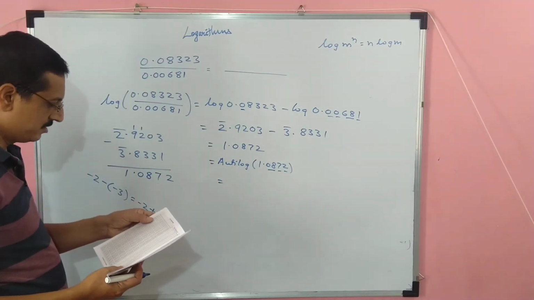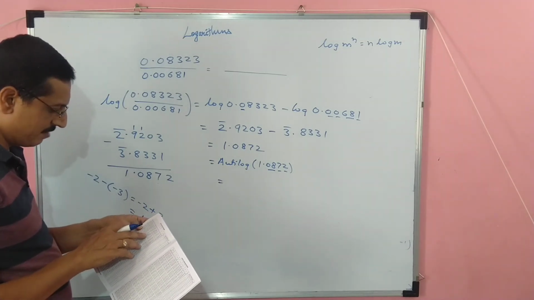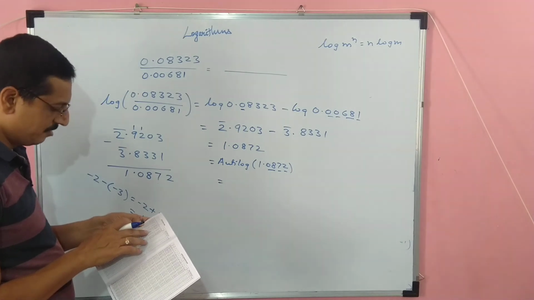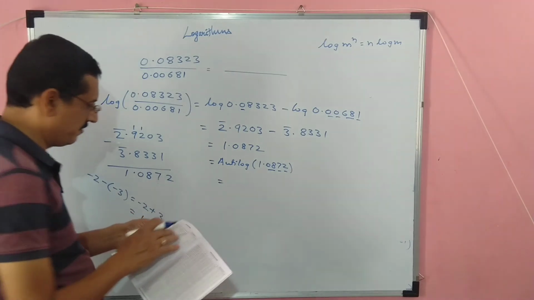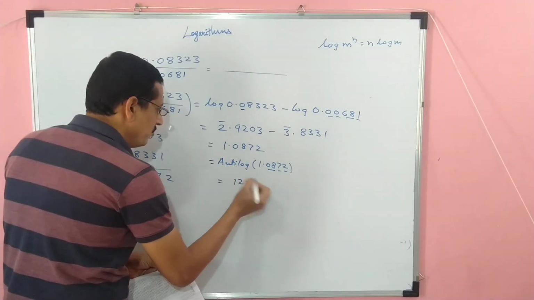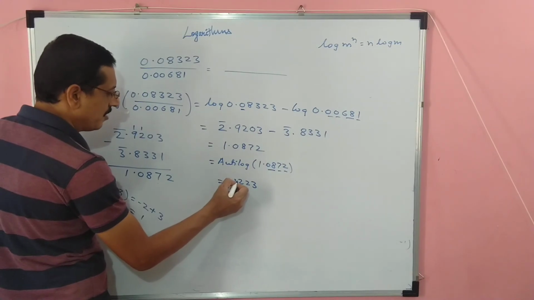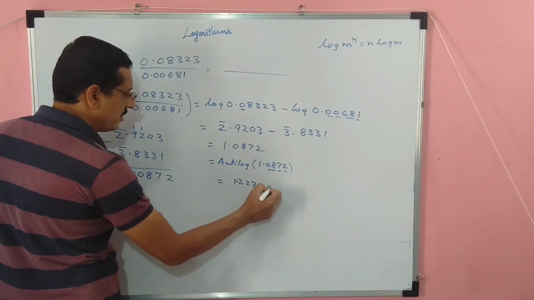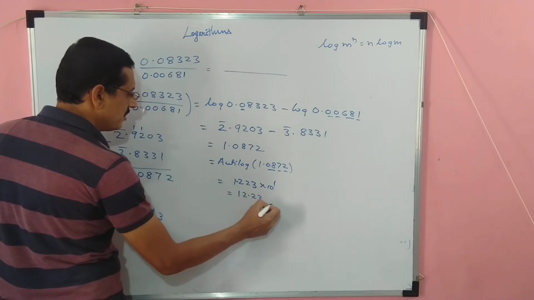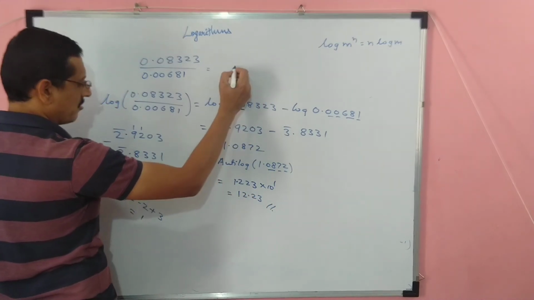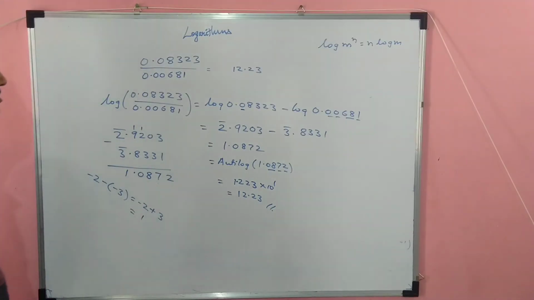So it is 0.08. Yes, 0.08 in 7. So in 7 difference is 2. So it is 1 2 2 3. 1 2 2 2 है plus 1 that is 3. As I said, always give decimal point after first digit into 10 to the power the characteristic, that is 12.23 is the answer of this. So the answer of it is 12.23.